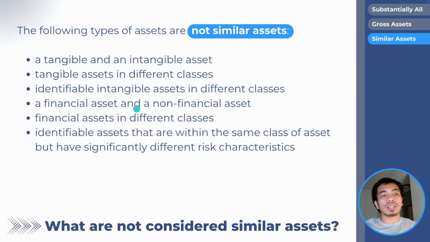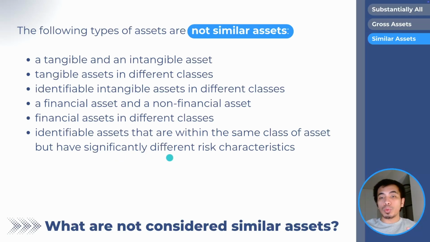A financial asset and a non-financial asset. Financial assets in different classes. For example, if it's an account receivable and then there's another investment in equity securities, you cannot consider them as similar assets. And lastly, identifiable assets that are within the same class of asset but have significantly different risk characteristics.